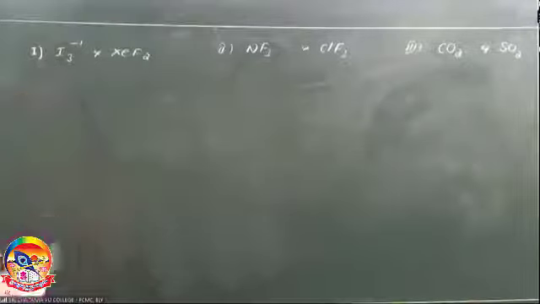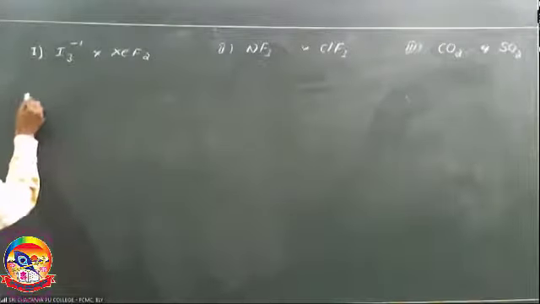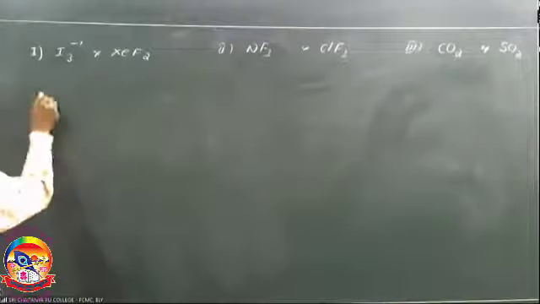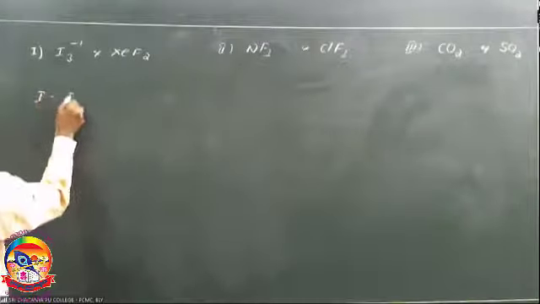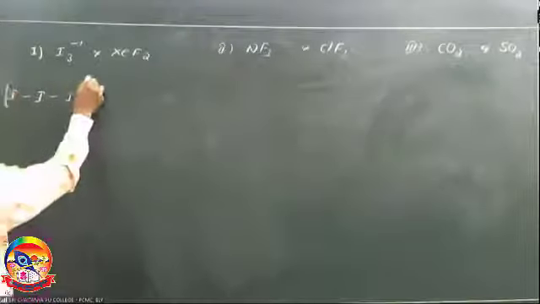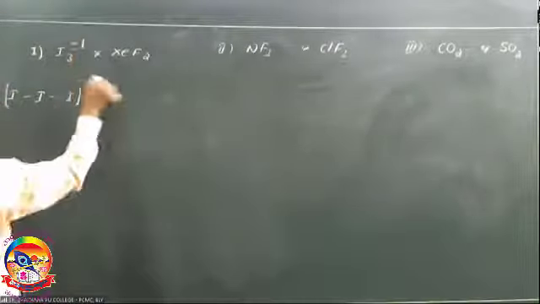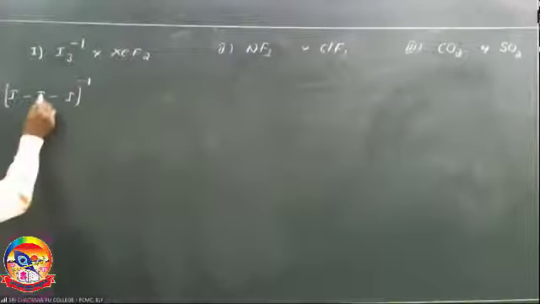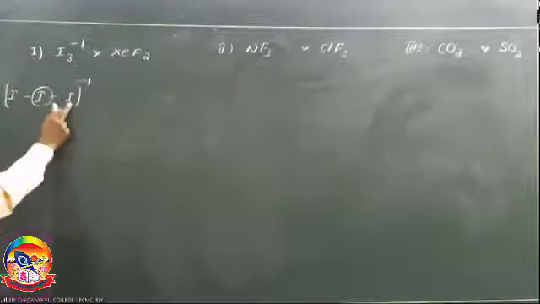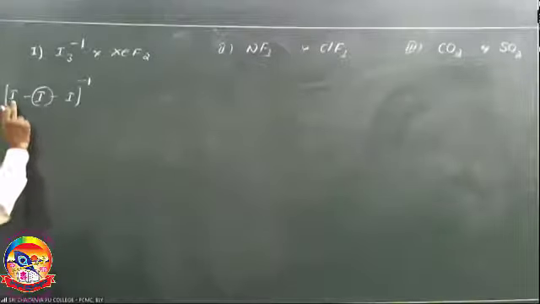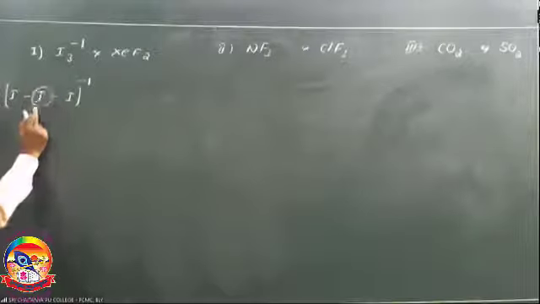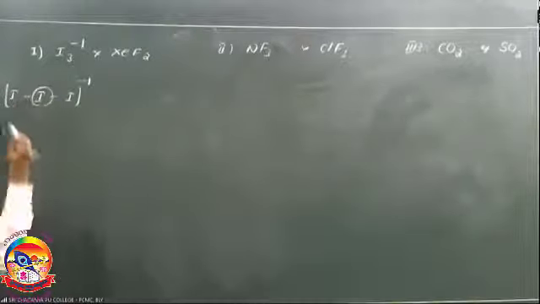Check the first one, the I3 minus ion. It contains iodine, and the net charge is -1. The central atom is iodine and the bonded atoms are also iodine. Out of 3 iodines, one is considered the central atom and the remaining 2 are bonded.